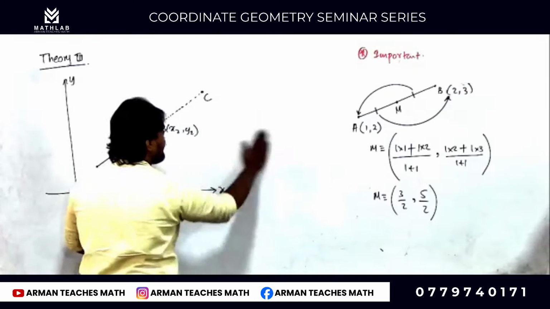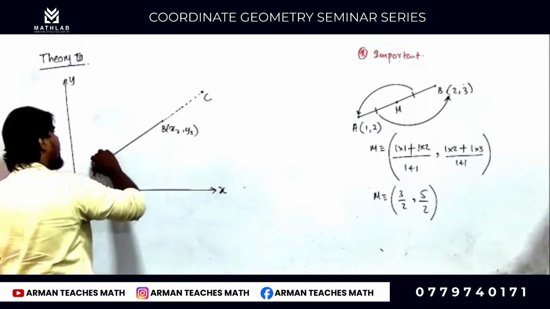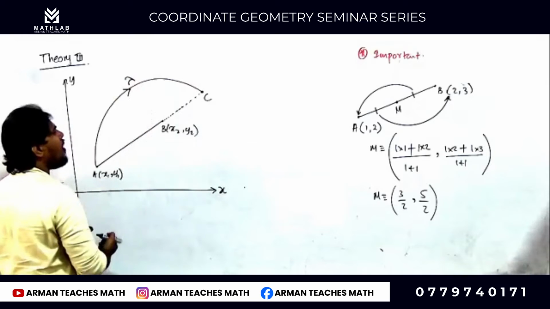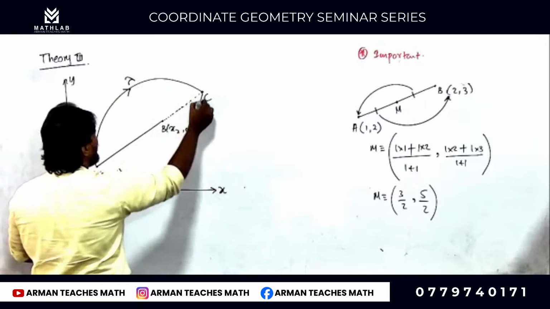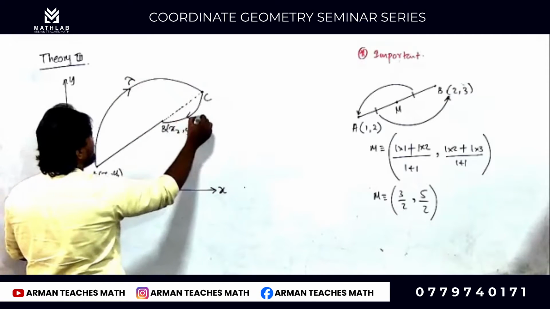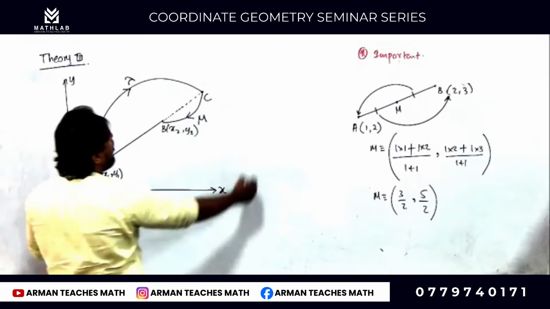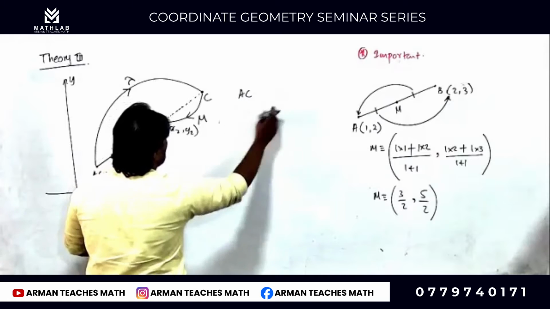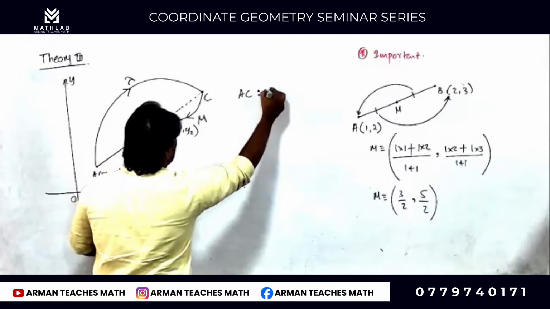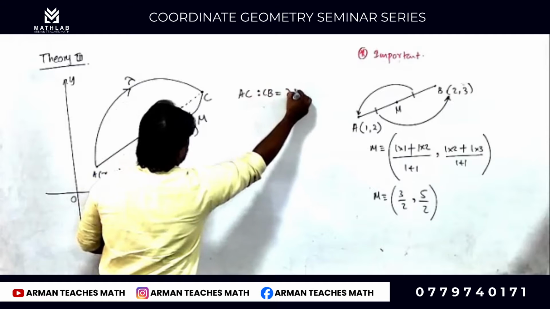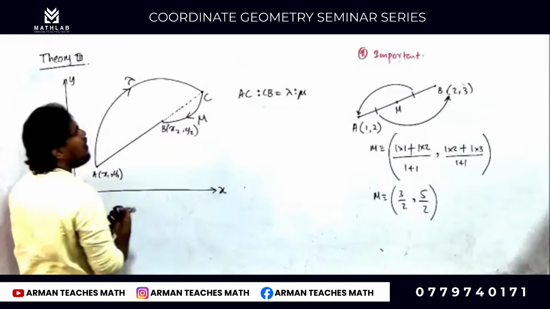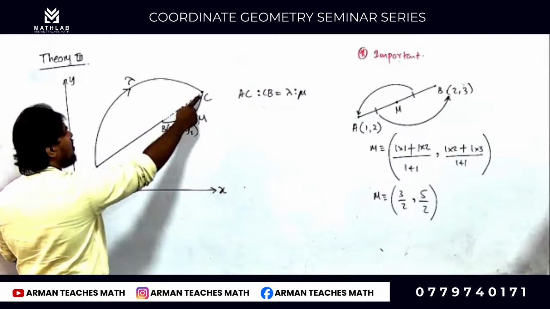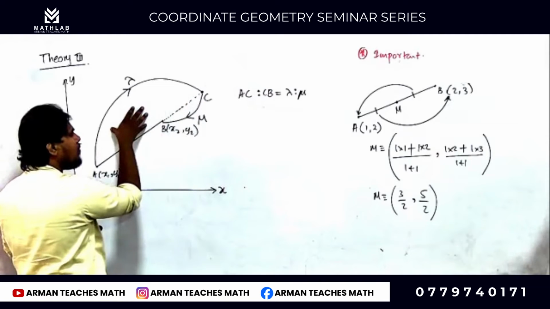So if we do so, what do we have? From A to C, let's take this ratio as lambda. Again from C we are coming back to B. Still the ratio is going to be AC is to CB, which equals lambda is to mu. But the only difference is that this point is external. And is this a new thing for you?